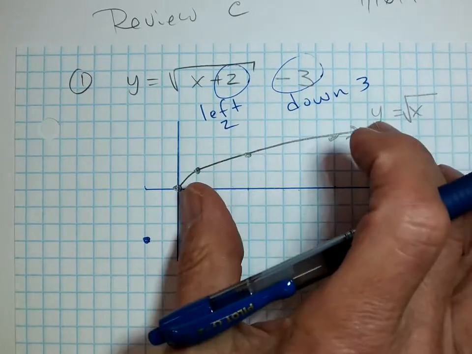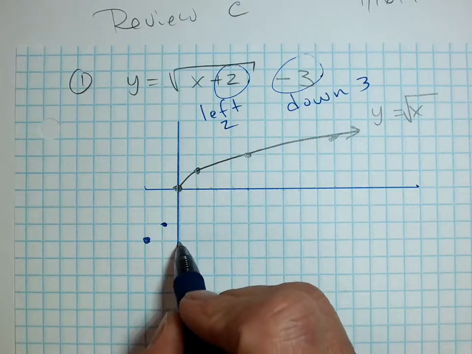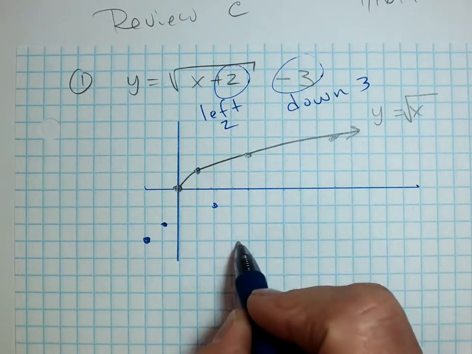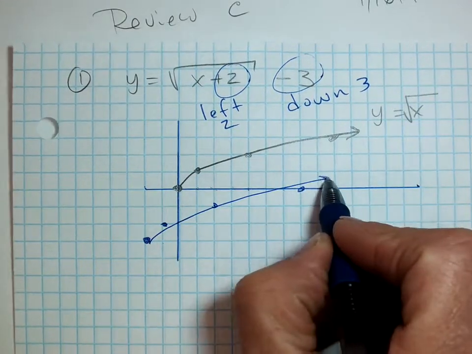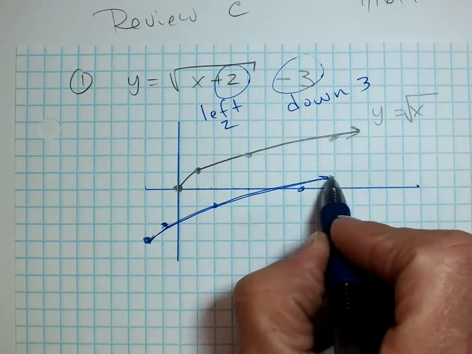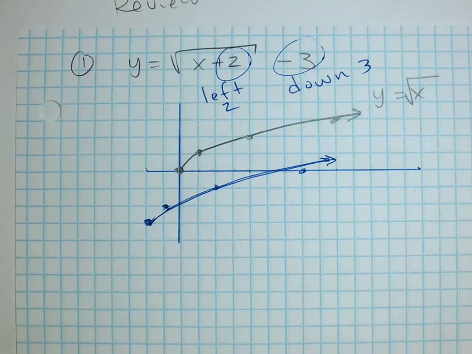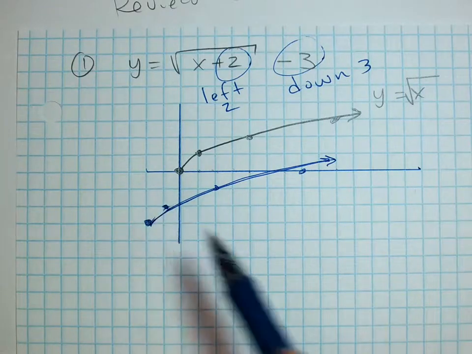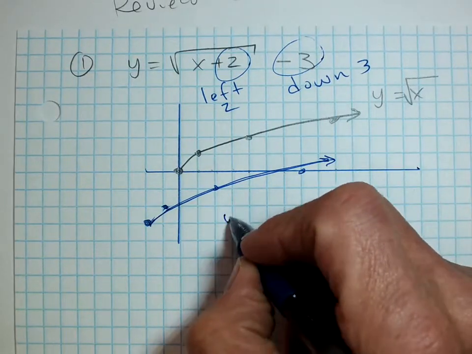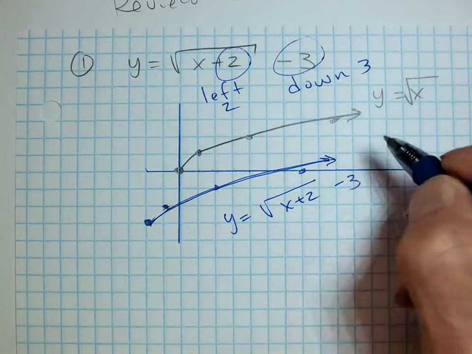So, let's take this graph and let's move it back 2 and down 3. So I just took the end point, -2, -3, and I'm going to do the exact same graph. 1, 2, 3, 4, 5, 6, 7, 8, 9. And it's going to look something like that, okay? All right, that's my square root graph. So I moved the whole graph back 2, down 3. Here's my y equals the square root of x plus 2, minus 3, okay?